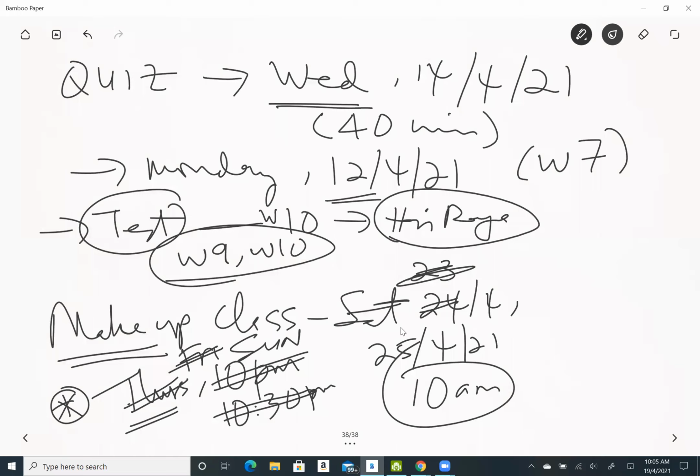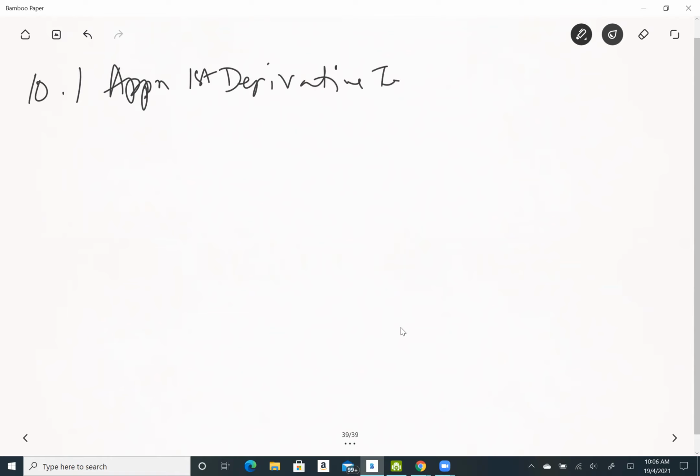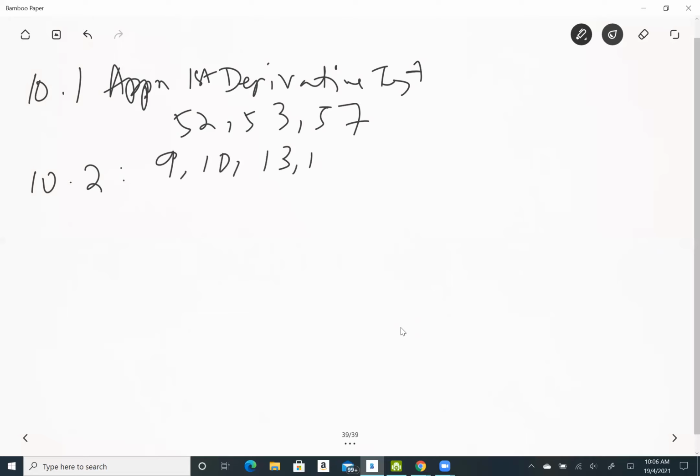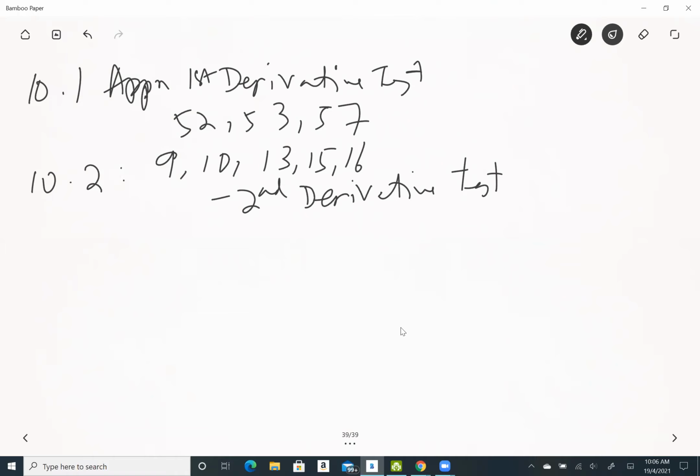Alright, so I give you some homework questions before I forget. Homework questions, 10.1. This is on the application of the first derivative test. So for these questions, you just apply the first derivative test: 52, 53, 57. That's 10.1. 10.2, the one that we are doing now, the second derivative test: 9, 10, 13, 15, 16. For these, you only do the second derivative test. Sometimes the question asks you to do some other things, but you don't do anything else, just do the second derivative test.